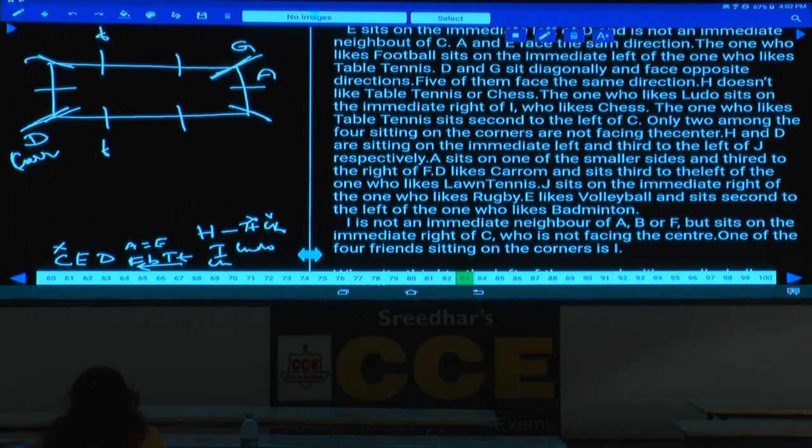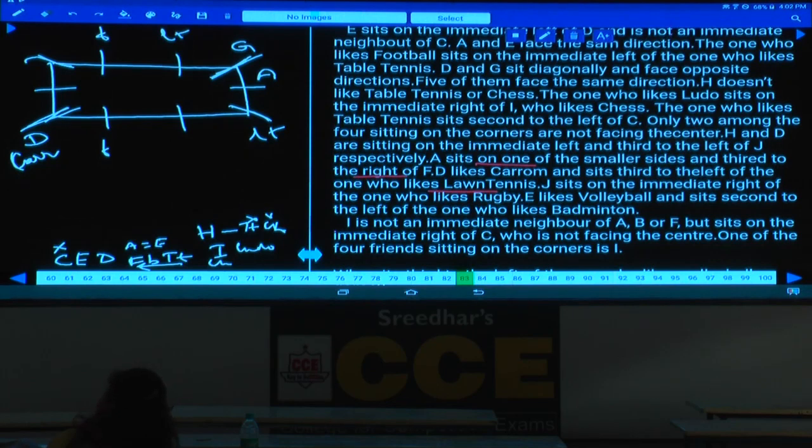D and G sit diagonally. A sits on one of the smaller sides and third to the right of F. D likes carom and sits third to the left of the one who likes lawn tennis. And D likes carom and third to the left of lawn tennis means lawn tennis can be at this place or lawn tennis can be at this place. There are two possibilities, isn't it? Because D is third to the left or third to the right, isn't it?